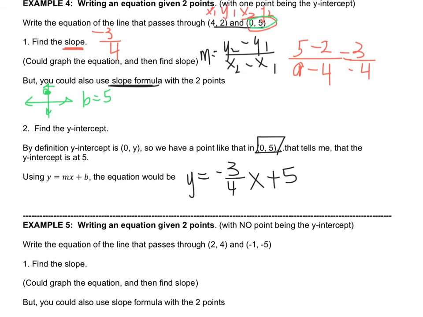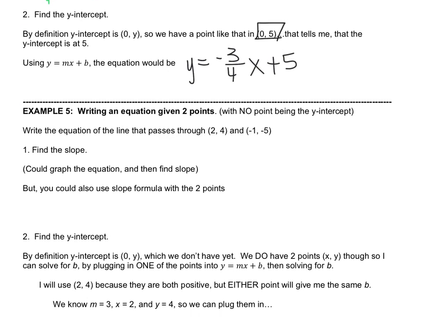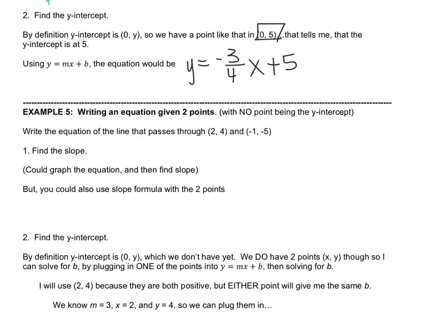In this last example, not so friendly. So they give us 2 points, so same kind of setup, but they don't give us the y-intercept. You see, neither of those 2 points have a 0 in the x spot, which means that neither of them are the y-intercept, right? Because the y-intercept has a 0 in the x spot. So we start off the same way. We use the slope formula.